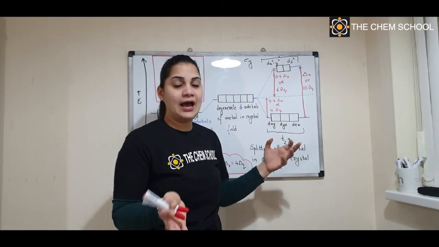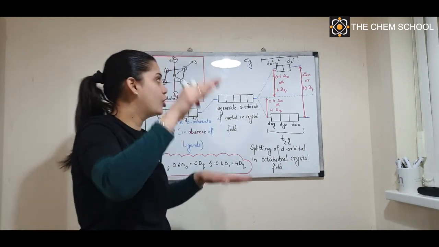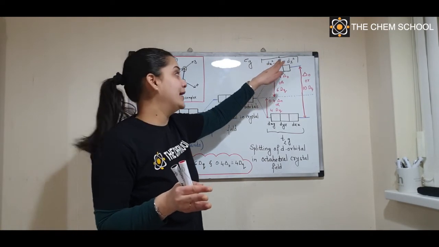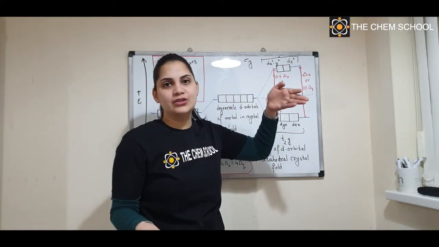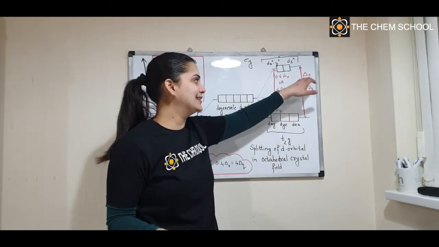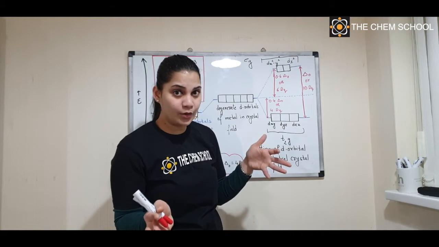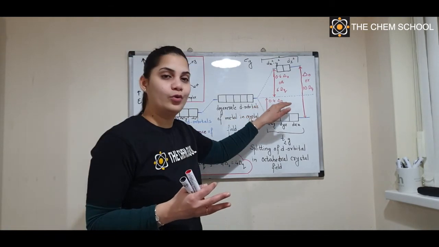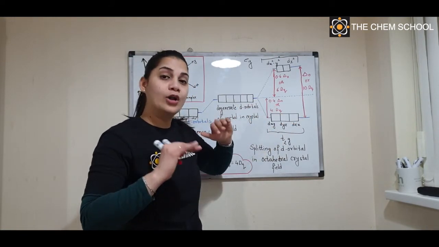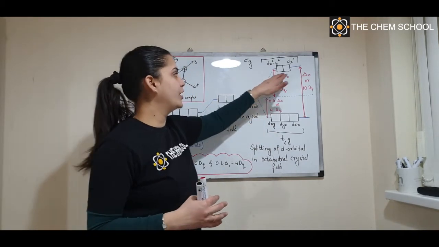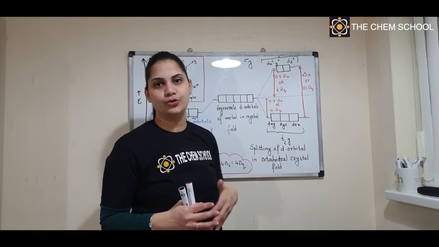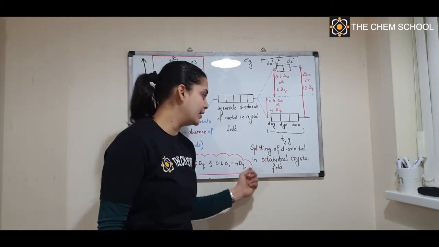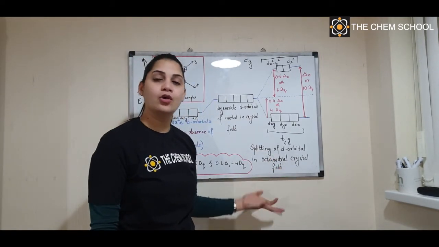Which orbitals are axial? The axial orbitals are EG, which are nothing but dx square minus y square and dz square. What is the difference in energy between the EG and the T2G? It is delta naught or 10 dq. Clear? Next, how much more stable is the T2G compared to EG? It is stable by 0.4 delta naught or 4 dq, or the energy of EG is more by 0.6 delta naught or 6 dq. If you understand all these things, you know everything about the splitting of d orbitals in octahedral complexes.